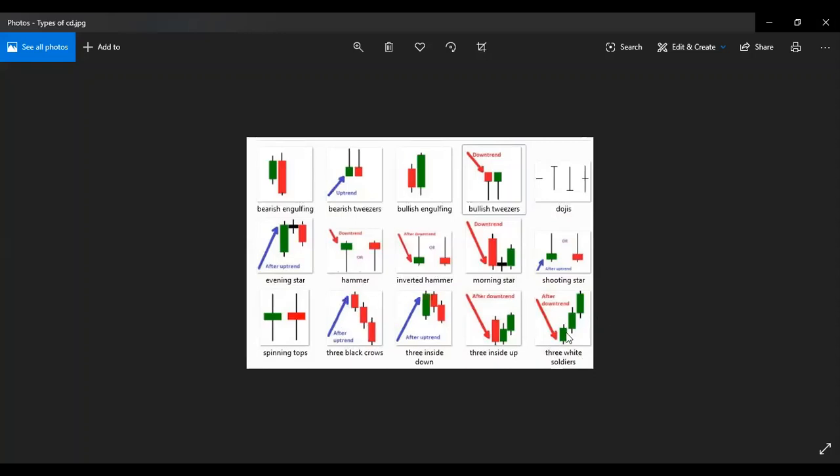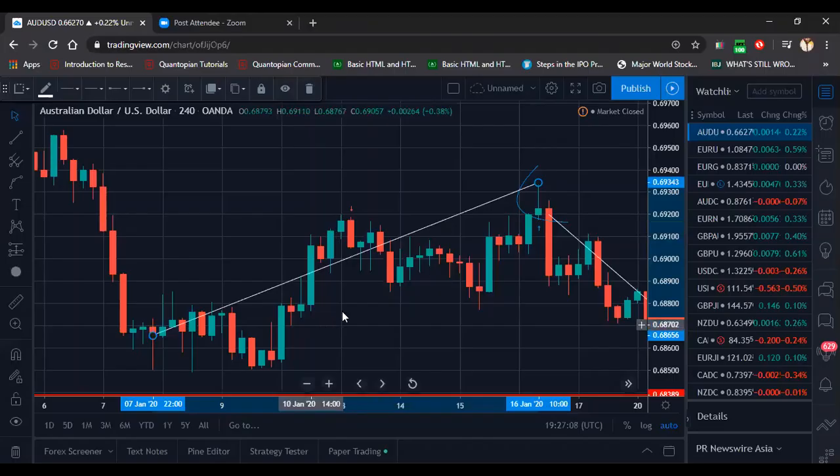And when you see the 3 white soldiers, it means that the buyers or the bulls are becoming strong in the market. So you need to also jump in and then buy that currency. So for the purpose of this class, we only stick to these 6 types of candles. We have the bearish engulfing, bullish engulfing, the hammer, the shooting star, 3 black crows, and the 3 white soldiers. Now let me go back to the chart and see if I'll get a setup for you. I hope I get a setup.